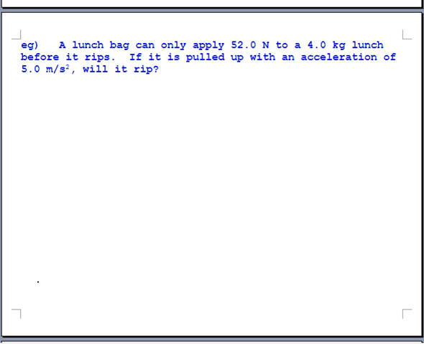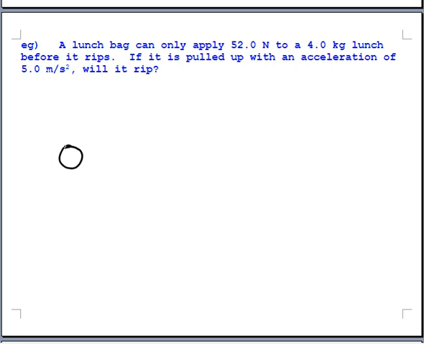Is it going to rip or not? That's what we're trying to figure out. So I'm going to draw your lunch like that, just a blob. It's 4 kilograms, I'm not going to put that in my picture. Remember these free body diagrams, we just put forces in there.